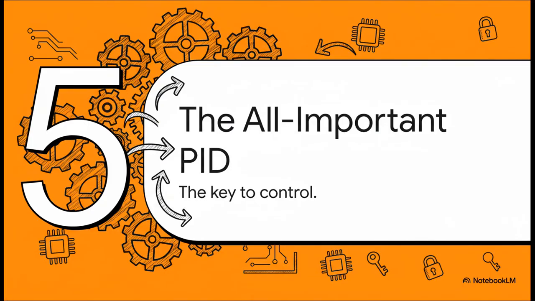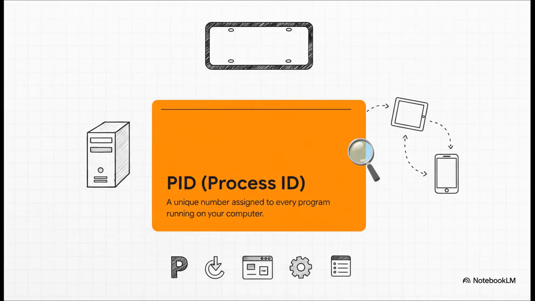Now, as you're scanning through all these lists, you're going to notice one column that's always just a number. And you really got to pay attention to this column because it's not just some random number. It is the absolute key to controlling these processes. It's called the PID. PID just stands for Process ID. And this license plate analogy, it's perfect. Every single thing running on your computer right now, from your web browser down to the tiniest little system task, has its very own unique identification number.